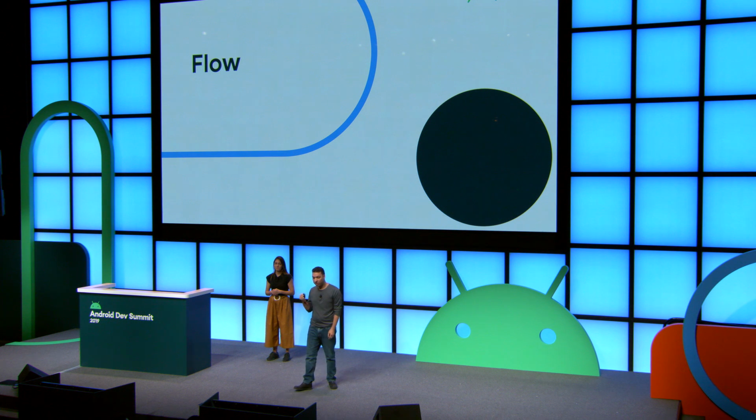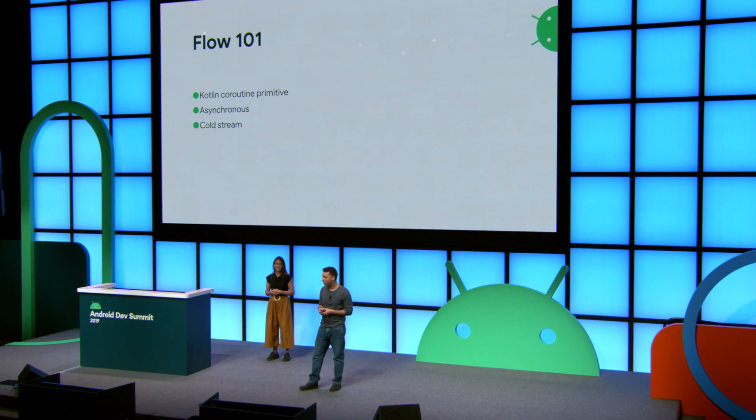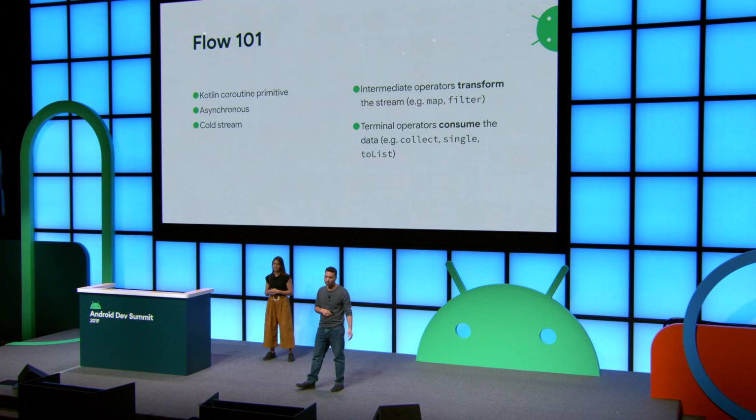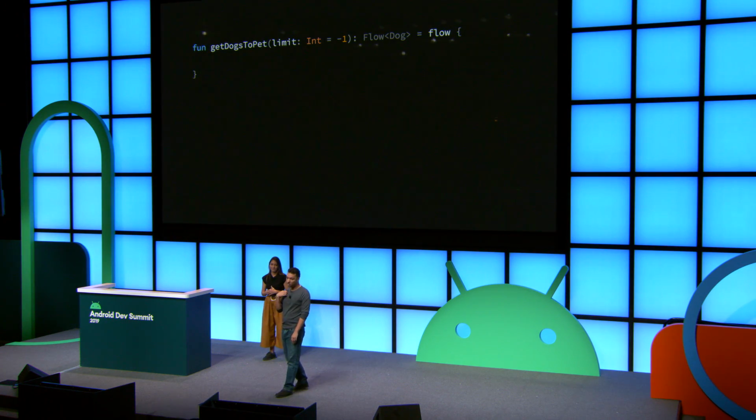But what is Flow? Let's do a quick rundown on what Flow is. Flow is basically a relatively new Kotlin coroutine primitive. The cool thing about it is that it's lazy, so you emit some data, and there has to be someone on the receiving side for more data to be emitted. The API itself is split into two kinds of operations. There are those that transform the data, the intermediate operators like map and filter, and there are those that consume it. But let's see some code and some examples.